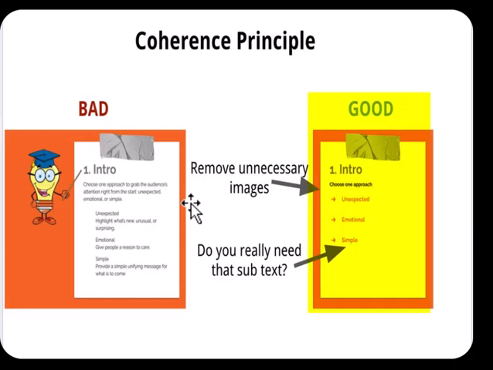So to have a good example of this, which you can see on the right, you have the introduction. It says choose one approach, instead of the long paragraph, instead of that long section. The next goal is, instead of having these, you want to put 3. It says unexpected, emotional, and simple. Then you go from there.